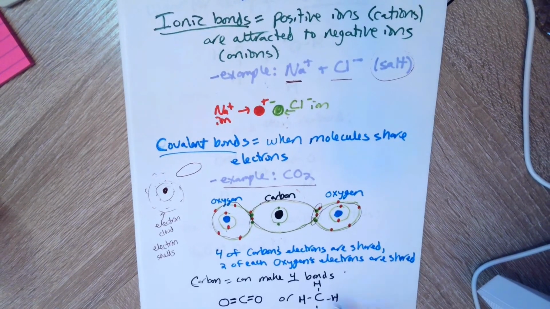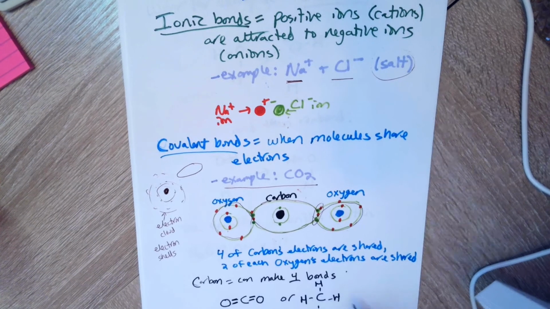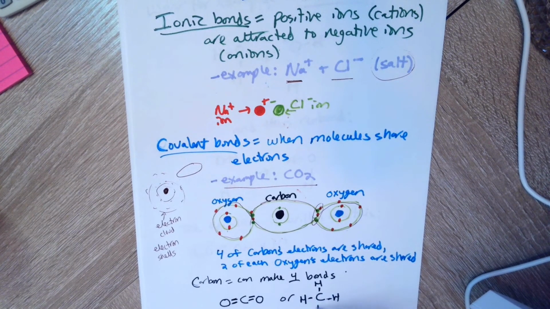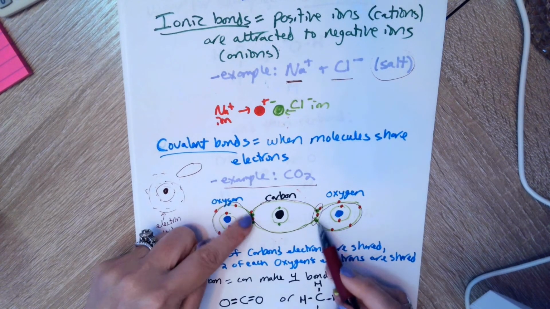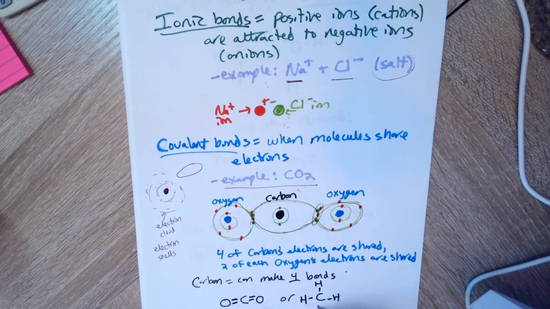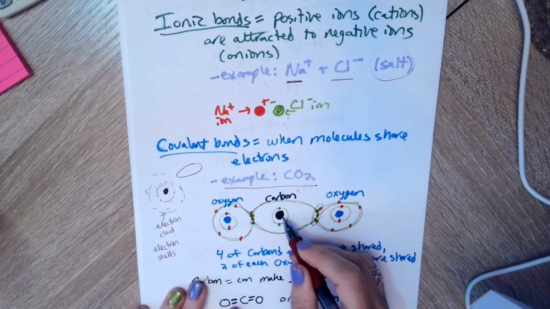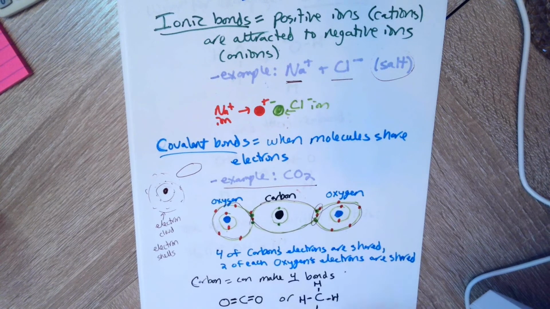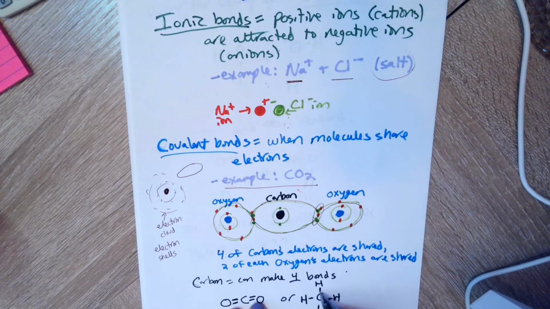Or it could make 4 separate single bonds, like with hydrogen, because hydrogen can only make 1 bond. Oxygen can make 2. We saw it needed 2 more to make its outer shell full. Hydrogen just needs 1, because hydrogen just has this little inner shell, the only one it has, and it has just 1 electron. So it needs 1 more to make it full. So always remember, carbon, 4 bonds.